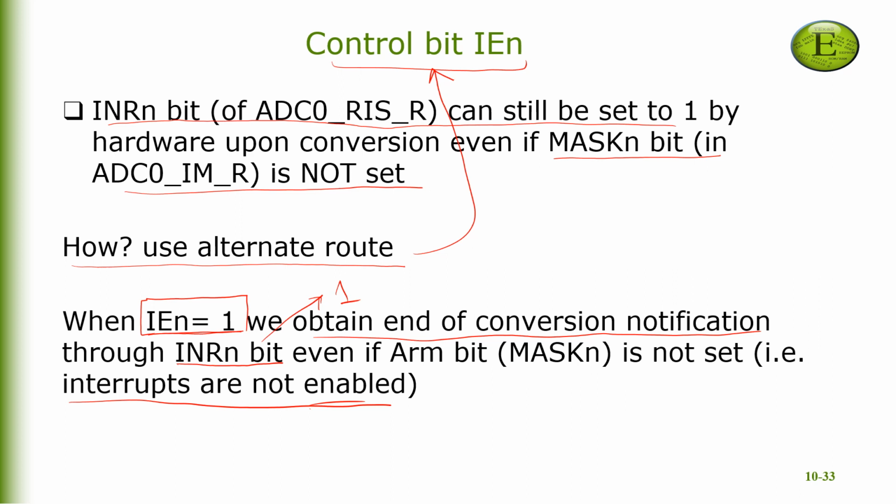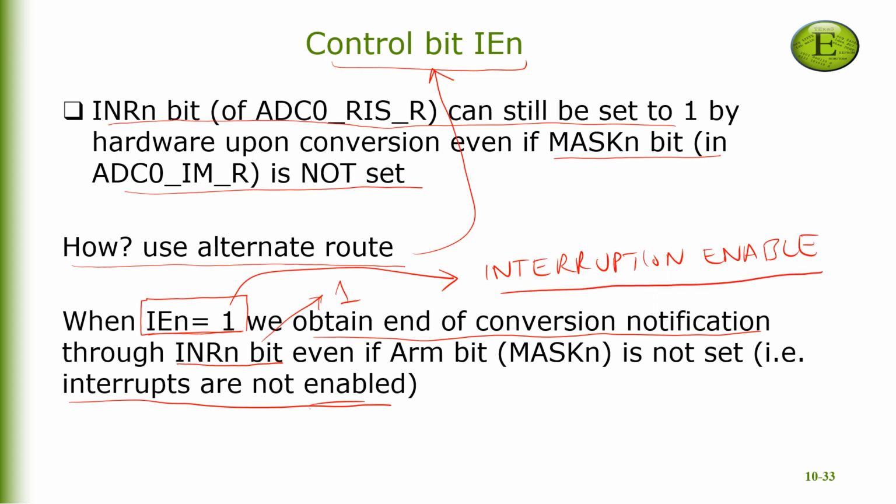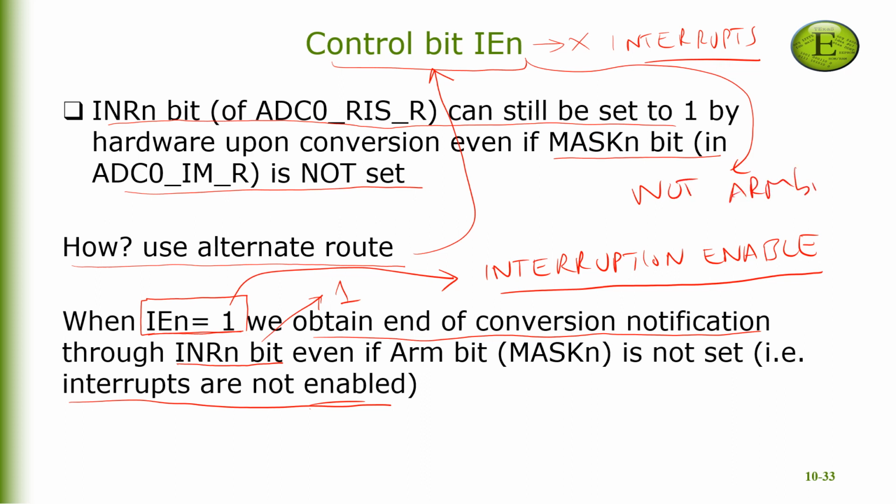Even though they call it interrupt enable pin, in order to avoid confusion, we can just call it interruption enable pin, although it does not correspond to any of the interrupt bits that we discussed in the previous slide. Remember, IEN is in the control register. It has nothing to do with the interrupts as such. It is not an interrupt ARM bit. It just provides an alternative route to obtain the end of conversion notification provided by the INRN bit in the raw interrupt status register. That's it.